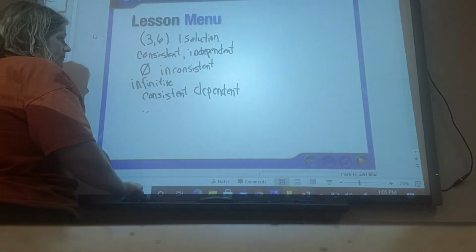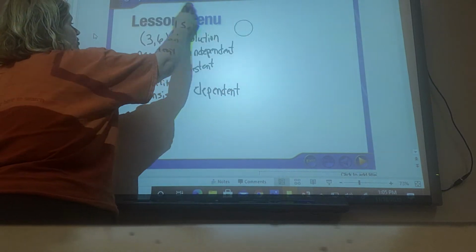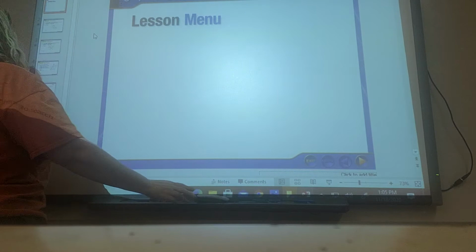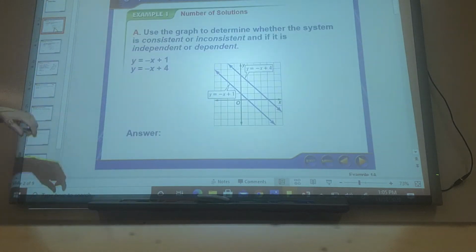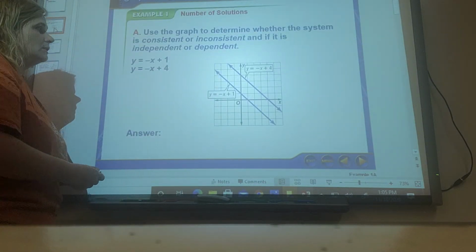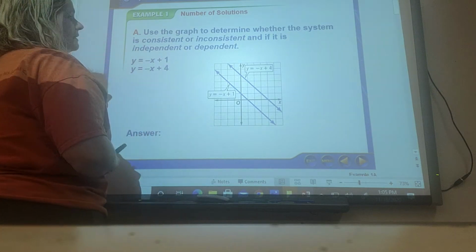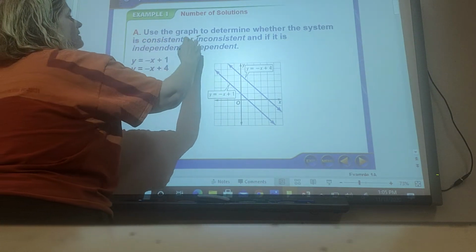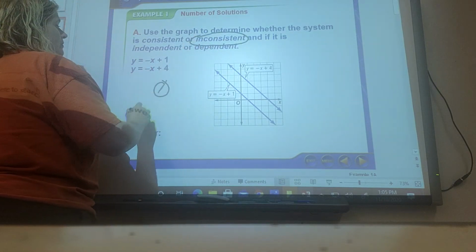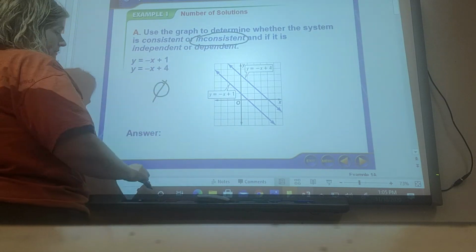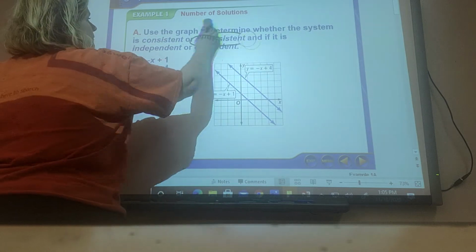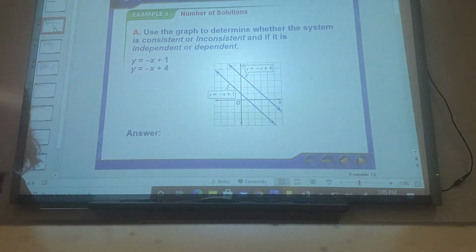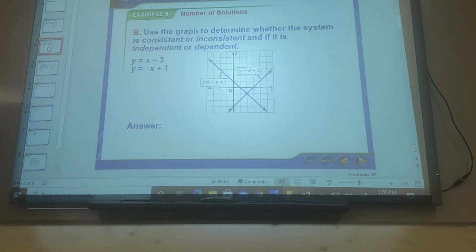So let's look at some examples of equations that are graphed on the same coordinate plane and see where they cross, if they do. Taking a look at this one, these are parallel lines, and they never cross, so they are inconsistent. The answer is no solution, inconsistent. And you can tell that this would be parallel because they have the same slope but different y-intercepts.